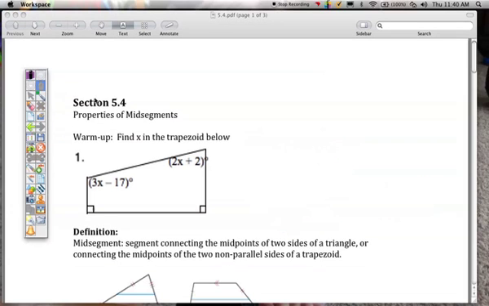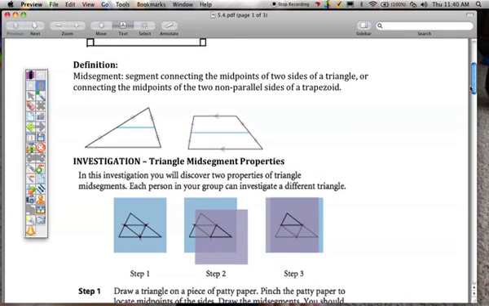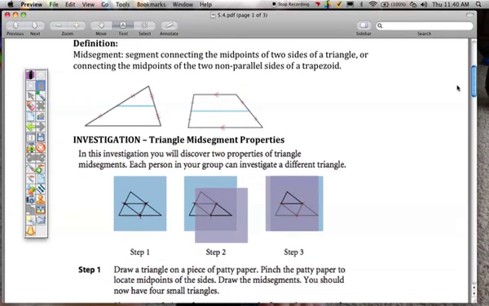All right, we'll start with the definition. A midsegment is the segment containing the midpoints of two sides of a triangle or connecting the midpoints of two non-parallel sides of a trapezoid. They show you a picture. The blue line here is the midsegment of the triangle. These two lines are congruent, and these two lines are congruent, so it's the midpoint of each side. And here's the midsegment of a trapezoid. Again, it's formed by connecting the two midpoints. So those are midsegments, the middle of either the triangle or the trapezoid formed by connecting the midpoints.